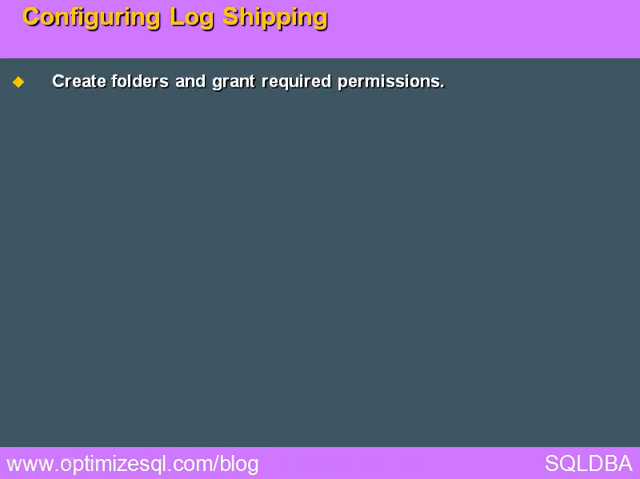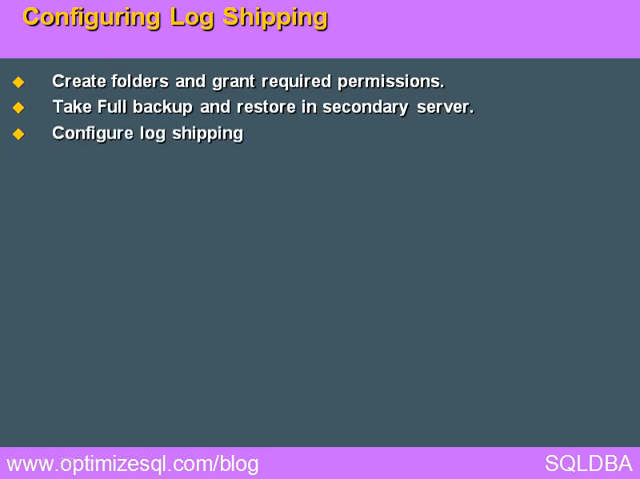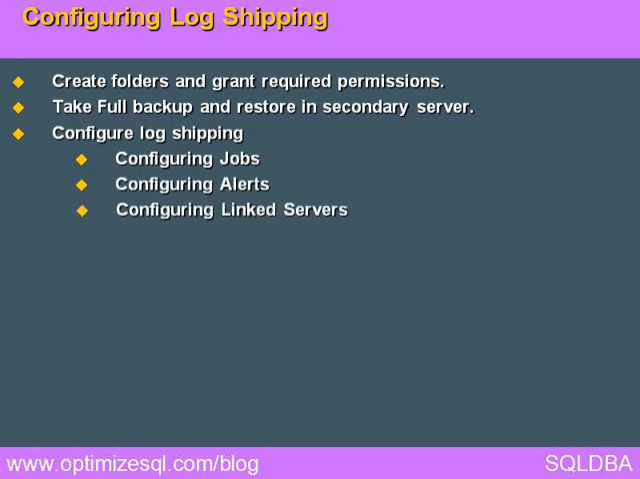Observe here. First step: create folders and grant permissions, take a full backup and restore on the secondary server, then configure log shipping. Configuring log shipping means creation of jobs, creation of alerts and creation of linked server. Just with the wizard we can do all these things, no need to perform anything manually. Very simple basic steps to configure log shipping.